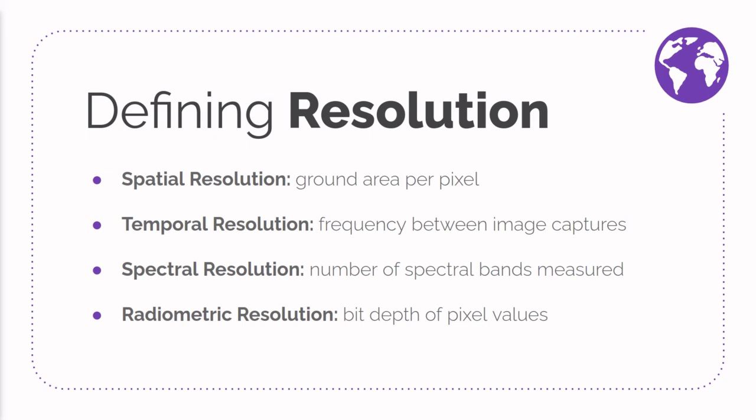And then finally, the radiometric resolution of an image is how we talk about the bit depth of the pixel values, or how wide an array of values each pixel can represent in that image. So if we say a raster has 8-bit resolution, that means it can represent up to 256 unique values in each pixel.